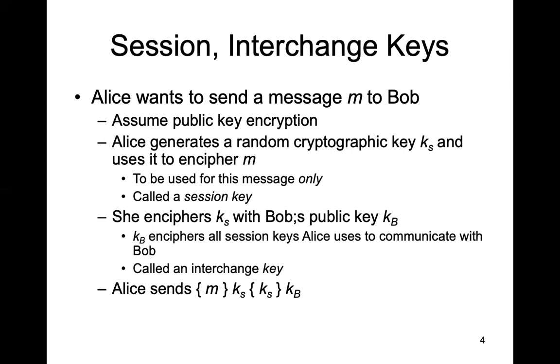Okay, and then what she does is that she encrypts this key KS with Bob's public key and then sends it over to Bob. Okay, so KB, which is Bob's public key, is called the interchange key. And so essentially what happens is that once Alice and Bob establish this session, that session will be associated with this key KS, and then Alice will then encrypt all messages M with KS.